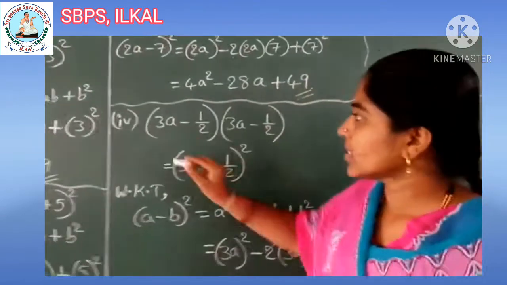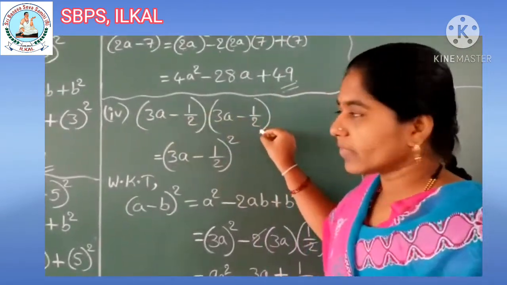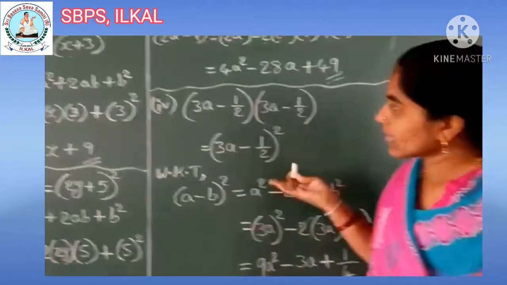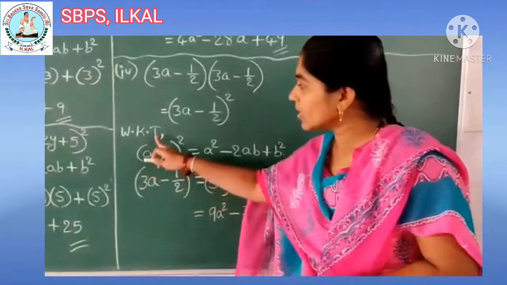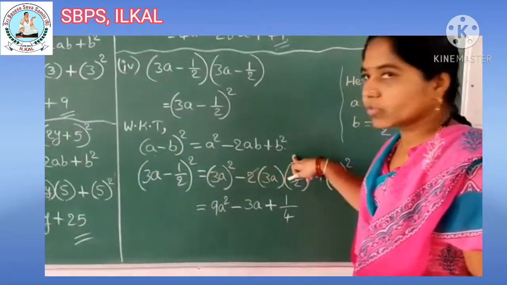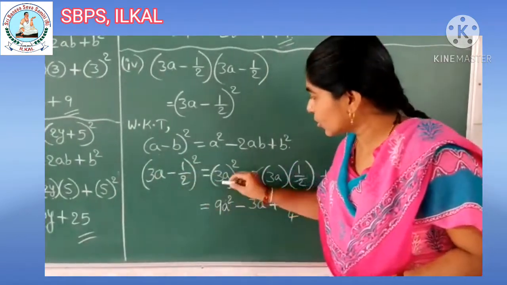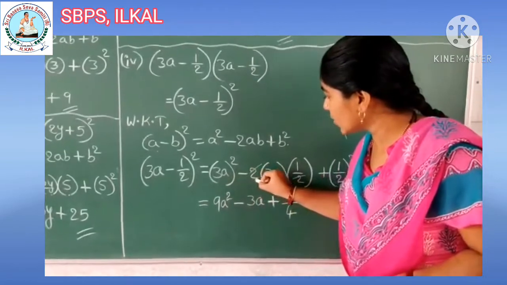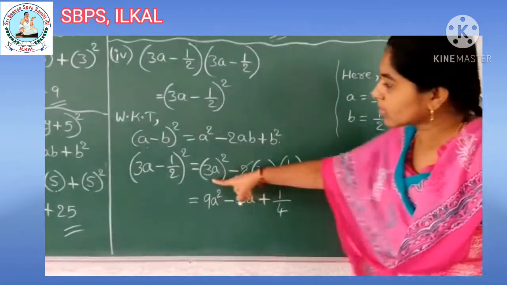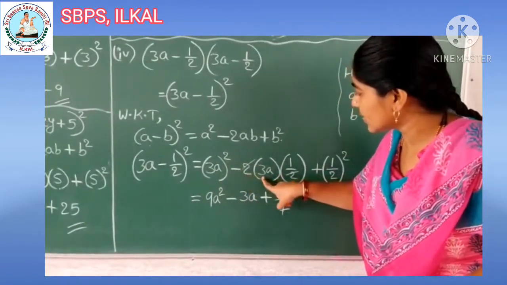Okay. Next one. 3a minus 1 by 2 into 3a minus 1 by 2 again. It is in the form of 3a minus 1 by 2 whole square. Means again second identity. We know that a minus b whole square is equal to a square minus 2ab plus b square. Here a is 3a, b means 1 by 2. Then let us substitute 3a whole square minus 2 into 3a into 1 by 2 plus 1 by 2 whole square. 3 square is 9, a into a is a square minus 2 3s are 6.